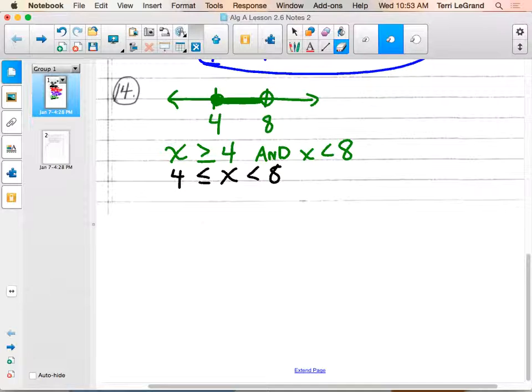How many of you were successful? Okay, Cody, what's the question? I put 4 is greater than or equal to X, and less than 8. It's not though. 4 is not greater than or equal to X, because remember this is X.